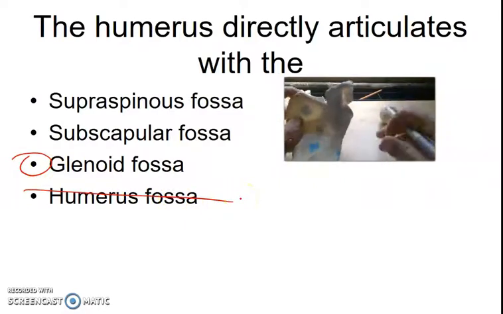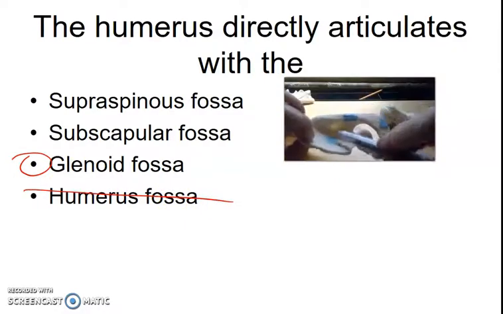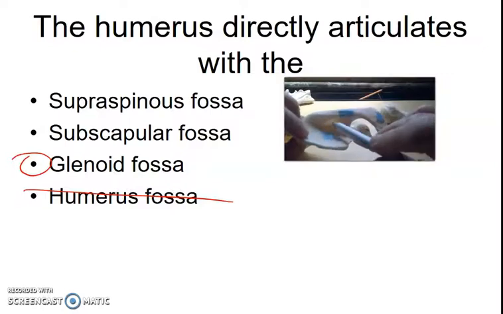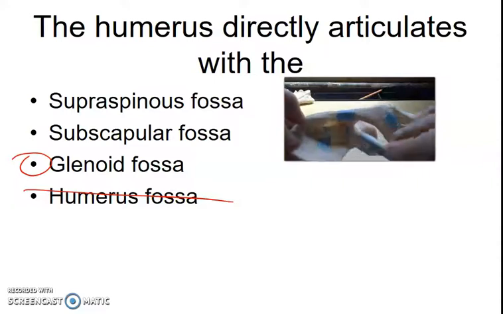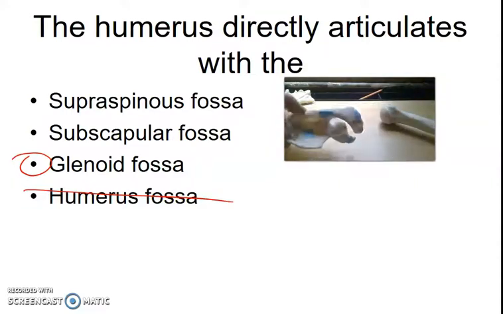The subscapular fossa is below the spine. The subscapular fossa is this one right here. The supraspinous fossa is up here. That's what happens when you try to read and point to something on a different screen at the same time.